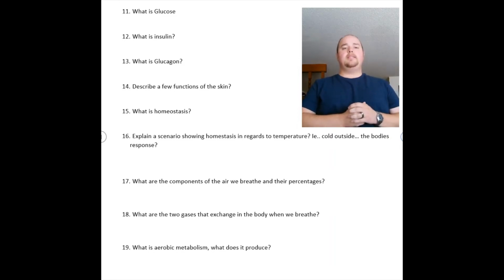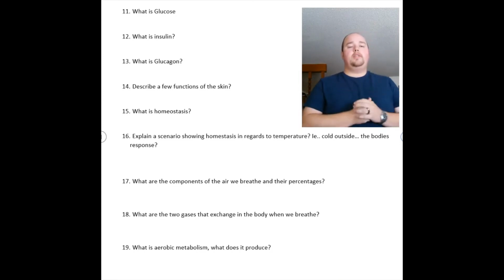Insulin, does that increase or decrease blood sugar? What is that again? Oh yes, insulin decreases blood sugar, glucagon increases blood sugar. Insulin decreases, glucagon increases. Glucagon and insulin are both naturally occurring hormones inside the body coming from the pancreas.